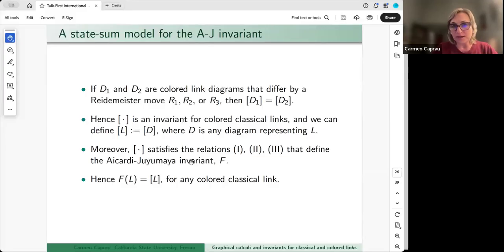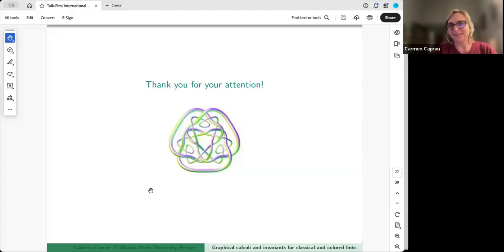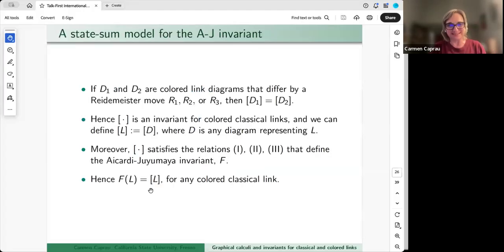And also one can show that the bracket invariant satisfies the skein relations 1, 2, and 3 that Aicardi and Juyumaya had in their definition for the invariant F, which means that our invariant and their invariant is the same, meaning that we provided a different approach to their invariant. And that's it. I wanted to see if I had more, but that was all.